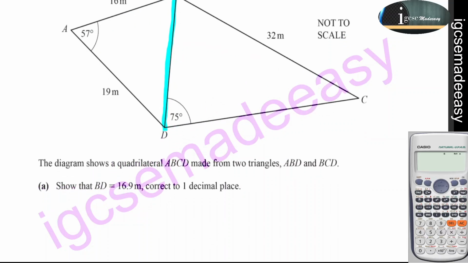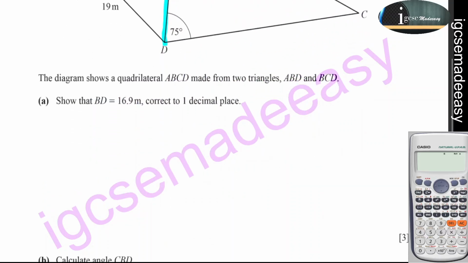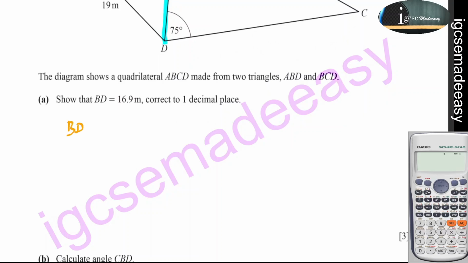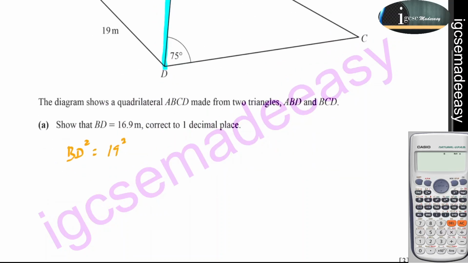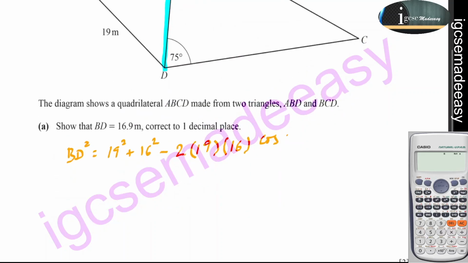So the cosine rule says that BD squared equals 19 squared plus 16 squared, that is a squared plus b squared, minus 2 times a times b times cos of the in-between angle. The in-between angle is 57 degrees. So BD will be equal to, if I remove the square, the square root of that.